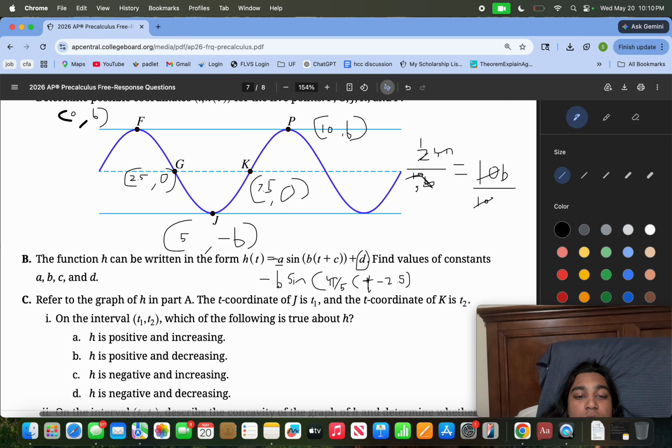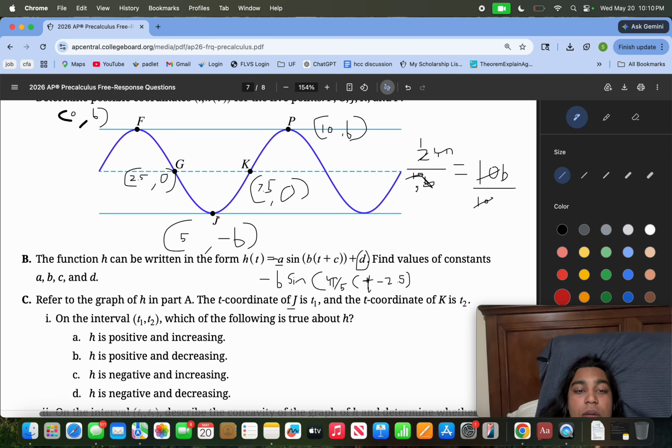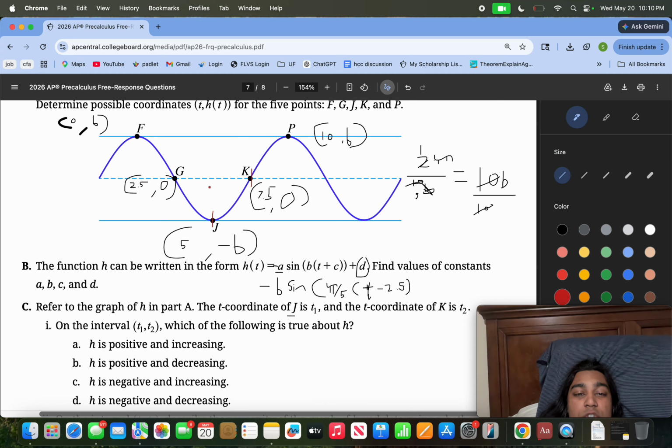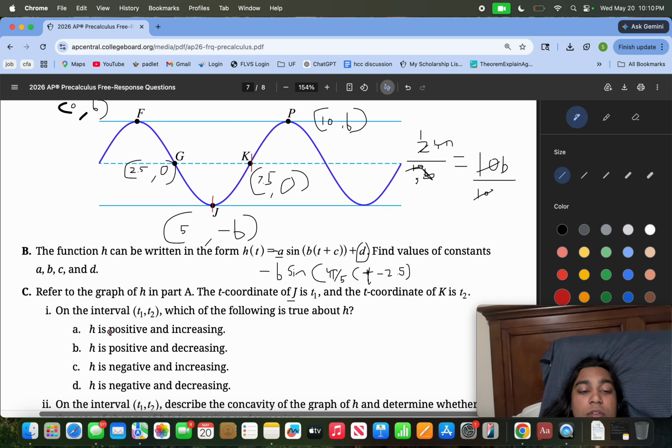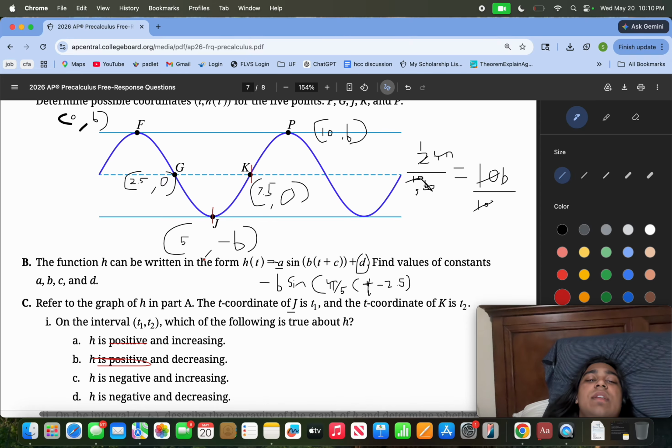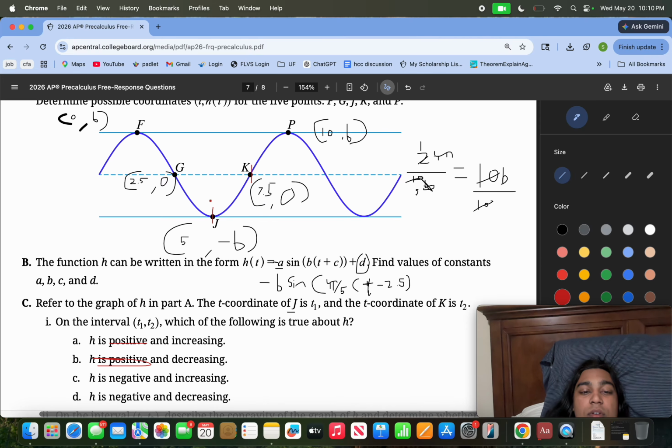Last part, on T1 to T2. Okay, J is T1, K is T2. So grab my red. From here to here, what's happening? We know that values below 0 are negative, so we can't be positive. We can be positive, the graph can't be. Negative, it's negative. Is it increasing? It's going that way. So yeah, negative increasing, C.